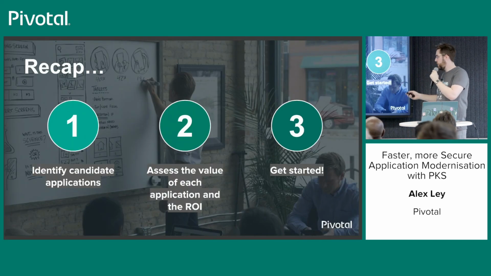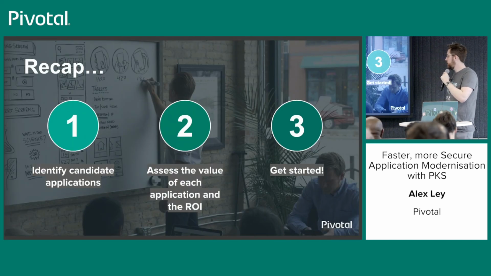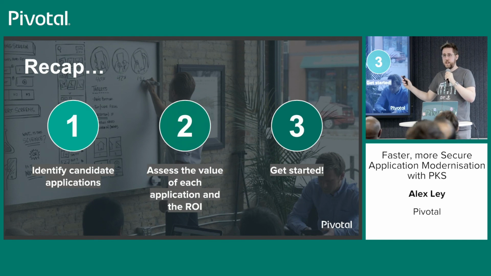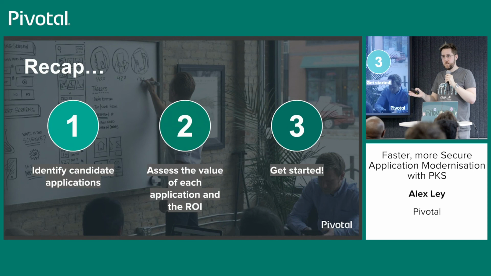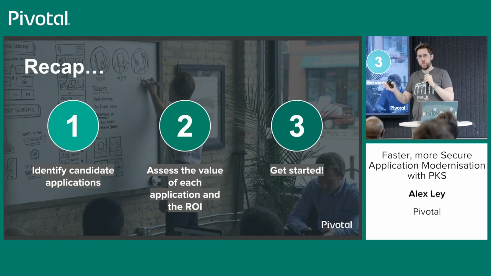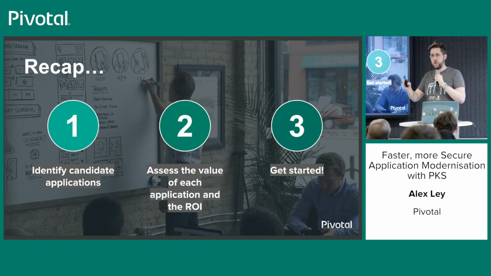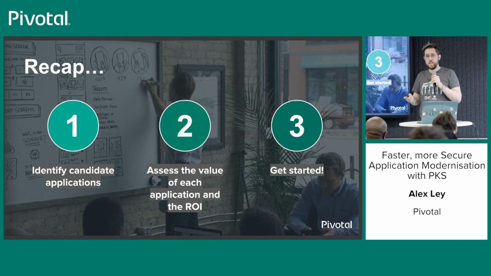Just a quick recap of some of the things we talked about. First, identify the candidates, so do a bit of profiling. Don't spend too long on this. Start simple, start with 10, 20 apps, profile them, and figure out where you want to invest and where you want to migrate.